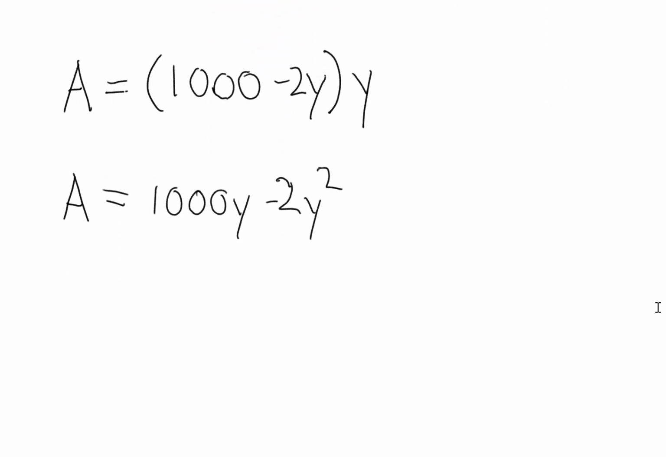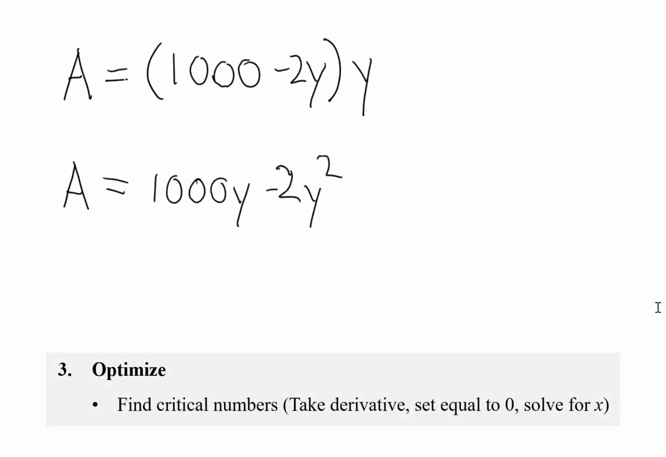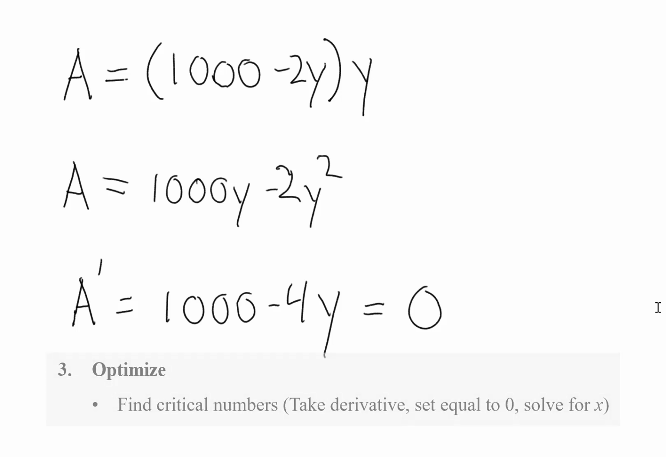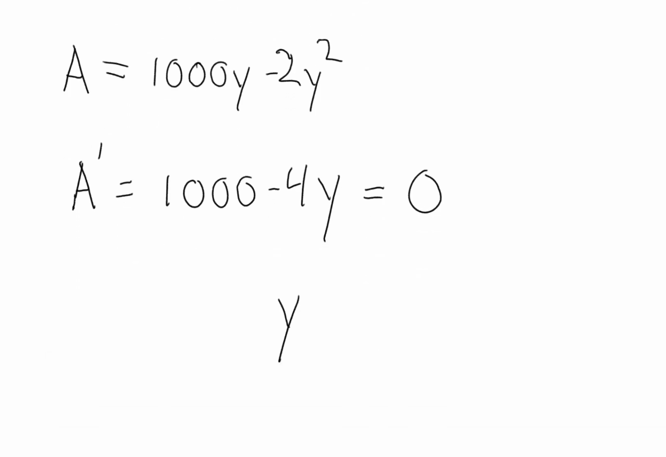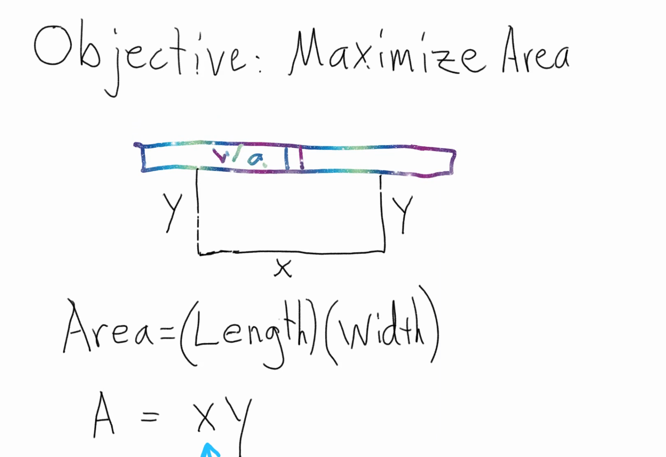Alright, we are ready to move on to step 3. Find the critical numbers, take the derivative, set it equal to 0, and solve for x. So the derivative of my area function is that, set it equal to 0, and solve for the y value, in this case, the variable that makes it true. I'll let you do the algebra on your own, but we'll find that y equals 250. Going back up to our picture, I know that y is the width. So the sides here are 250 feet long.